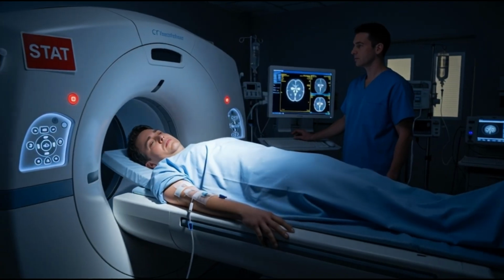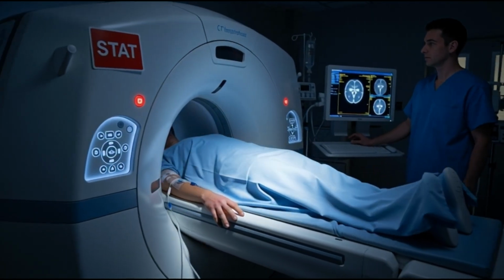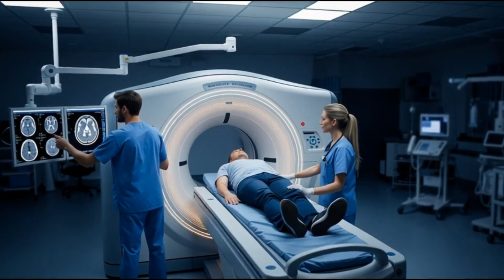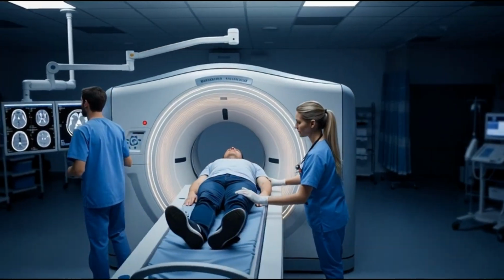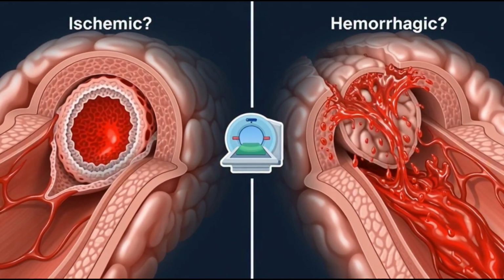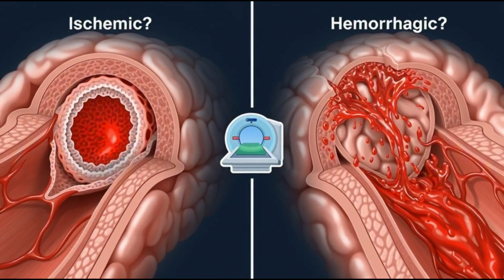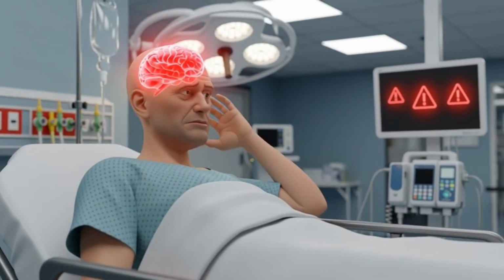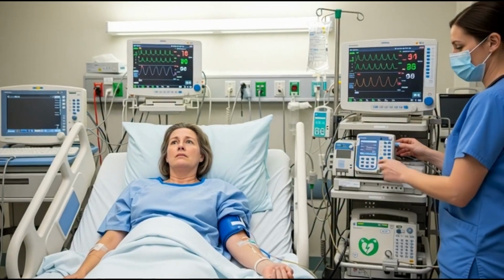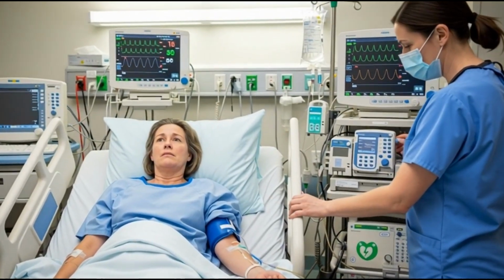Why CT brain is done first. The primary purpose of CT brain in suspected stroke is to answer one life-saving question. Is the stroke ischemic or hemorrhagic? This distinction is critical because ischemic stroke may be treated with thrombolytic therapy. Hemorrhagic stroke requires completely different management.